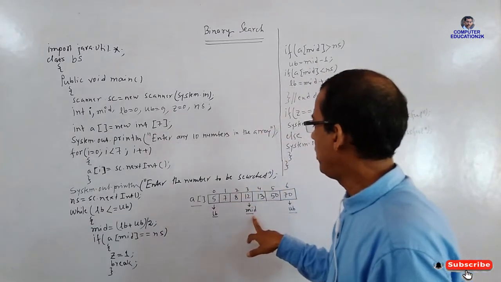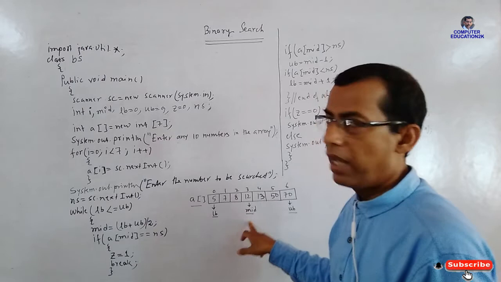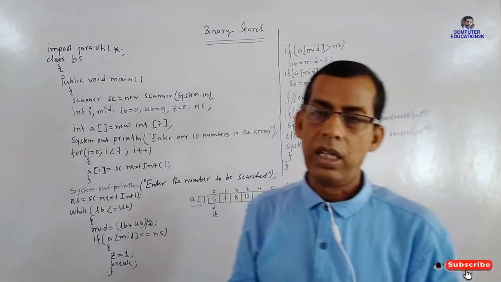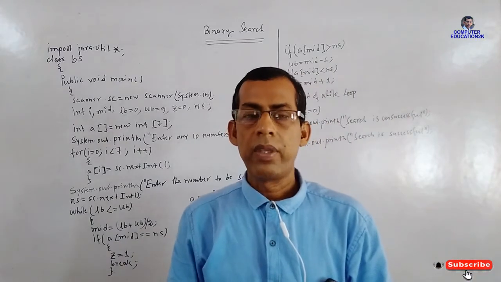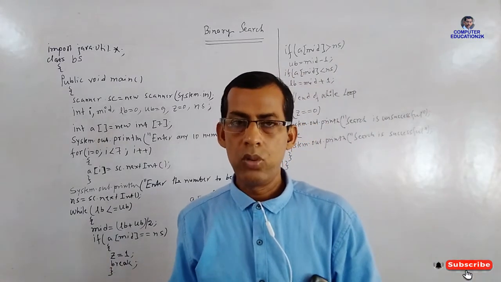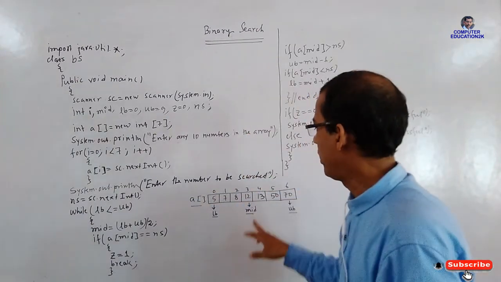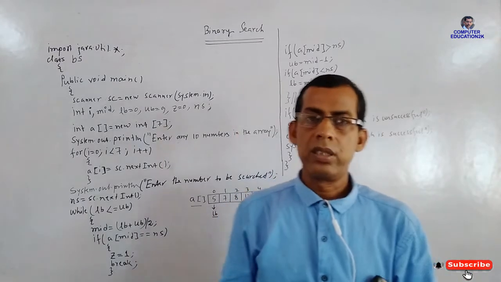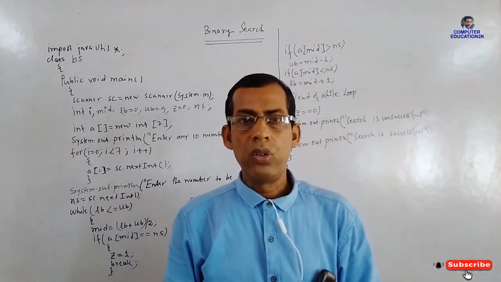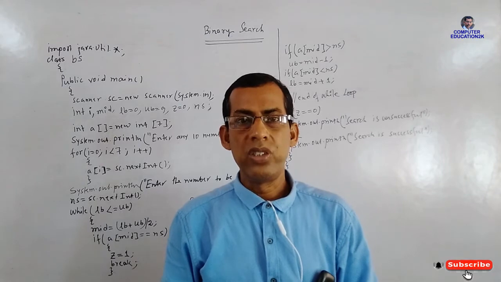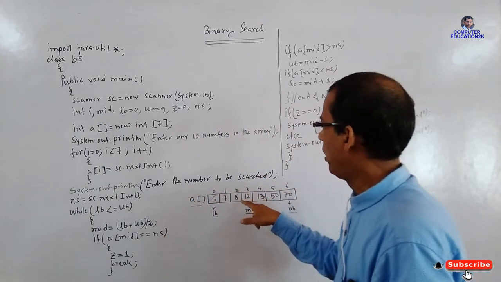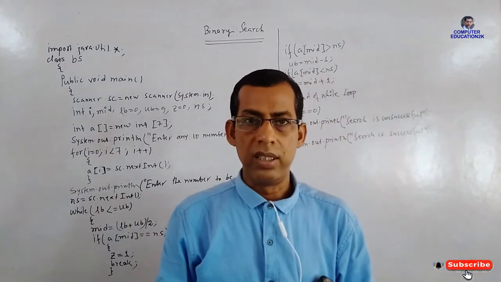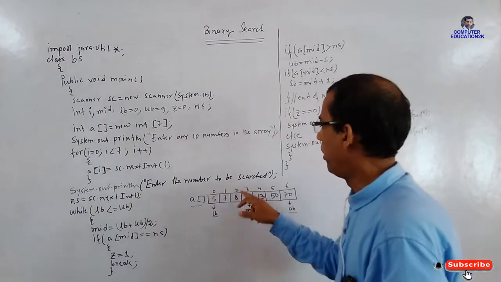So how can you find mid? Simply, if you add 0 plus 6 and then divide by 2, you will get the mid. How to find mid? Lower bound plus upper bound divided by 2 gives mid. Now you see in binary search, if you want to find a number, the computer will see whether the mid number of the array is bigger or smaller than the number.